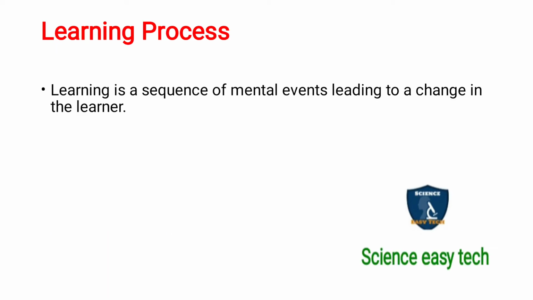Let's move on to the content, what we are going to discuss in this video. Learning process. What is learning process? Learning is a sequence of mental events leading to a change in the learner. By means of learning, there should be a change in the behavior of the individual. So it is nothing but a sequence. Sequence means it is continuous, one after another, of mental events or activities which is going to ultimately lead to a change in the learner. So it is a sequence of mental events leading to a change in the learner.